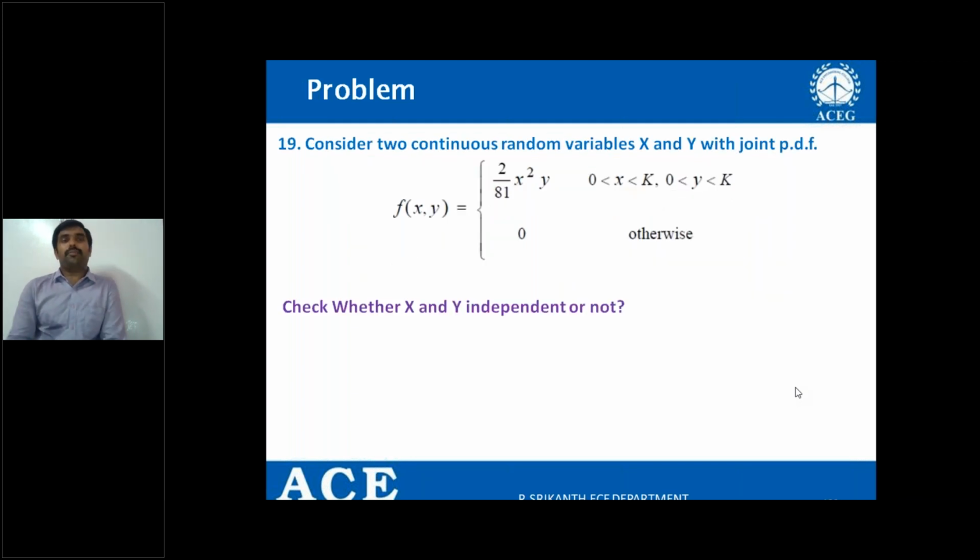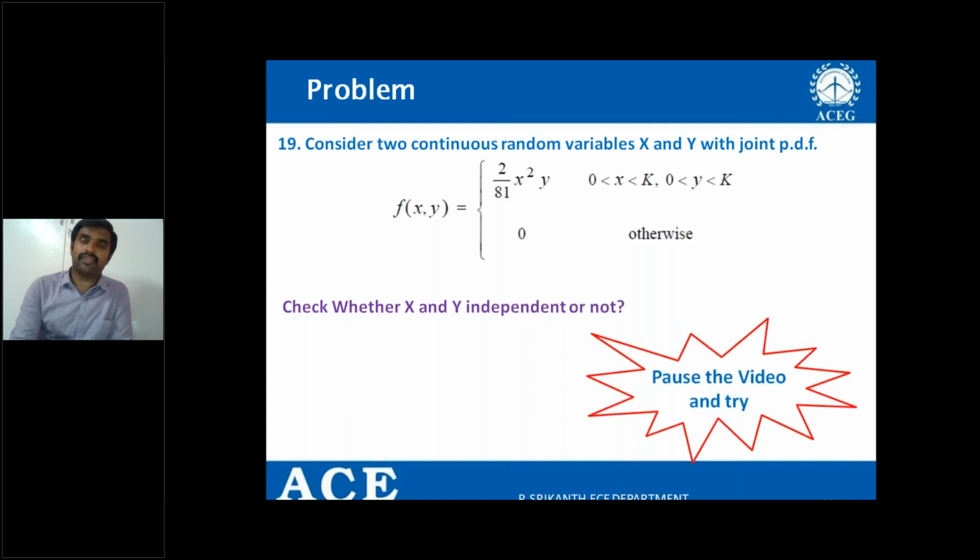Let us take a simple problem here. Consider two continuous random variables x and y with a joint probability density function f(x,y) equal to 2 by 81 x square y. In fact, the same function was taken in the previous problem also. But there we drew the joint probability density function and joint probability distribution function, and also the marginal distribution function, and calculated probabilities. But here you are supposed to check whether x and y are independent or not.